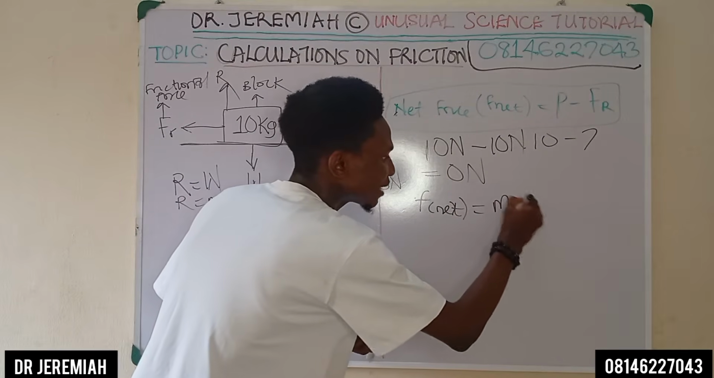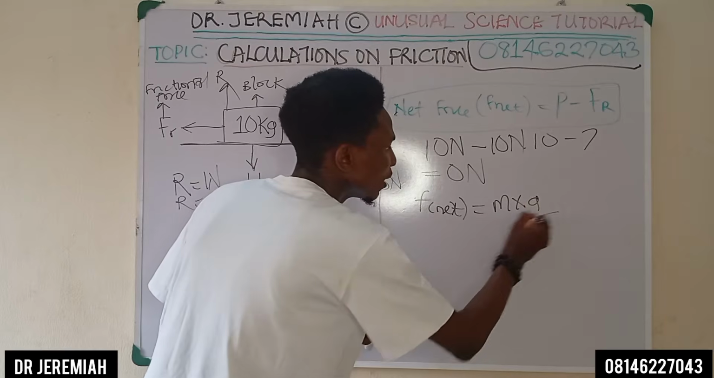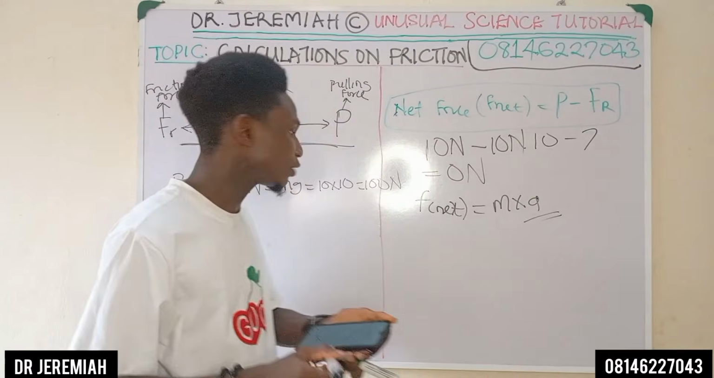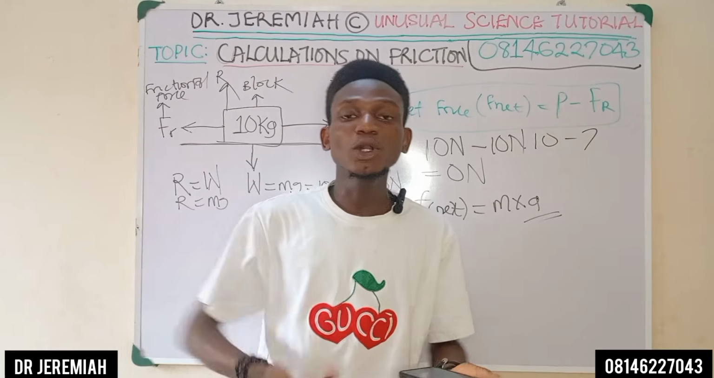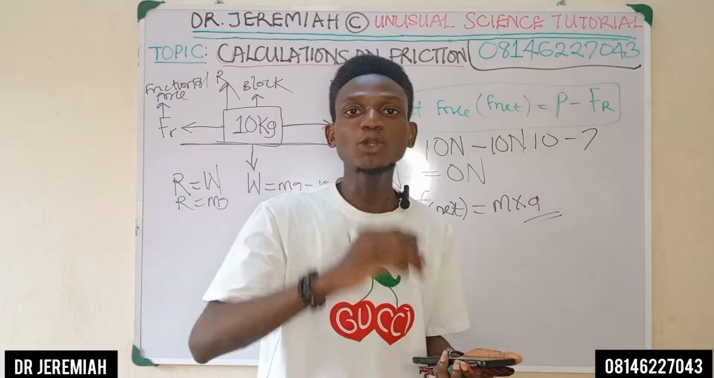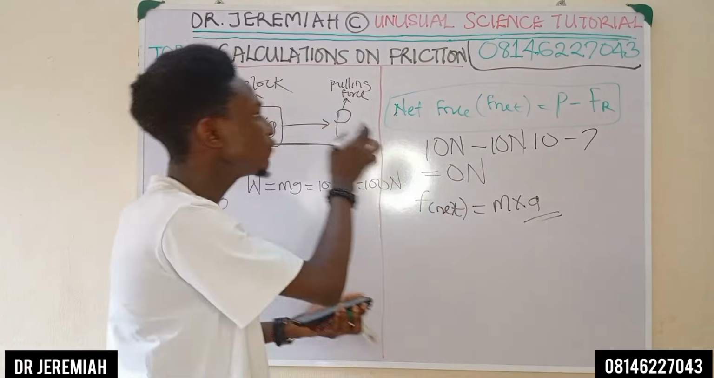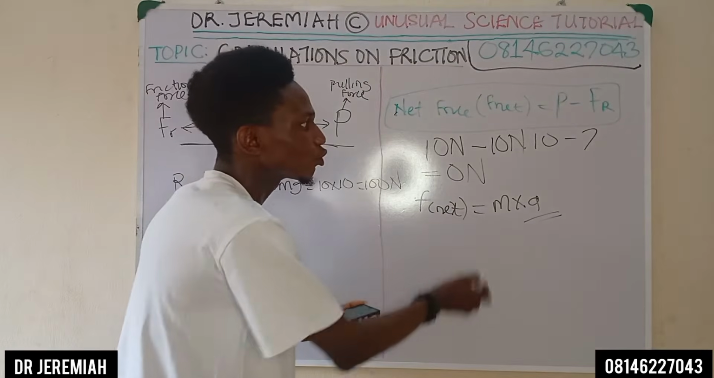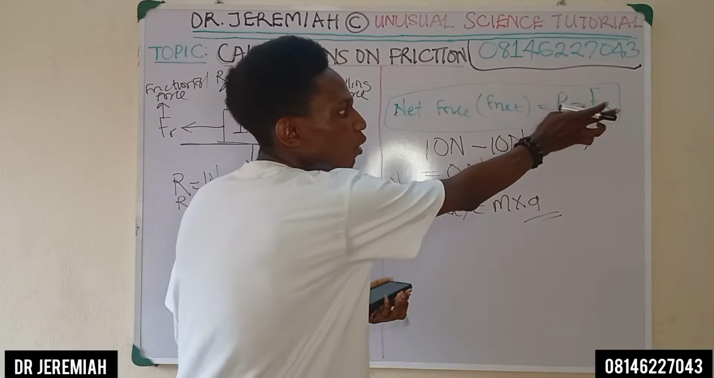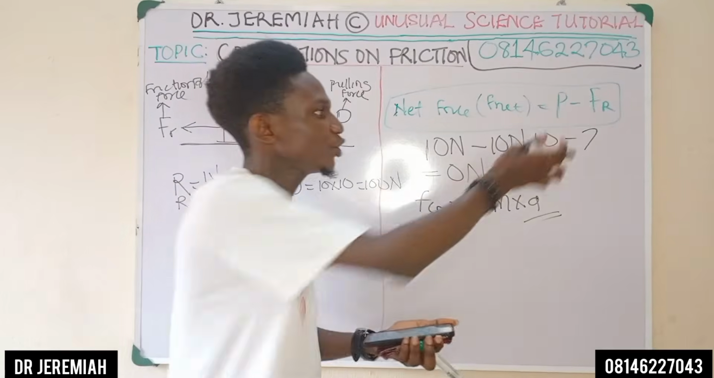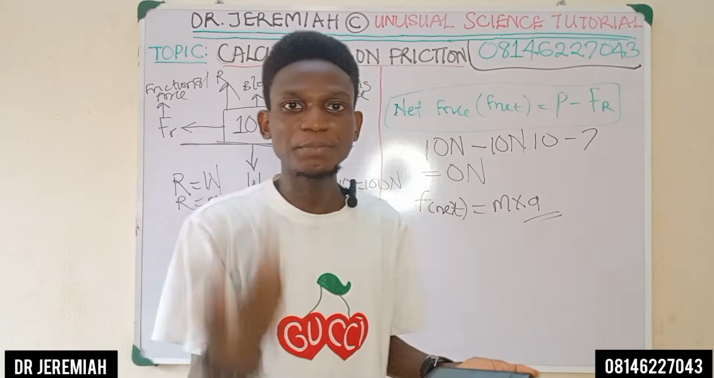Now, another thing you need to take note about net force is that F net force equals mass times acceleration. Please take note. Many students find this confusing because sometimes they'll not give you net force, rather they'll give you mass. They'll say look for frictional force, and they gave you pulling force. What do you do? You look for net force, then you use this formula and look for your pulling force or frictional force, as the case may be.